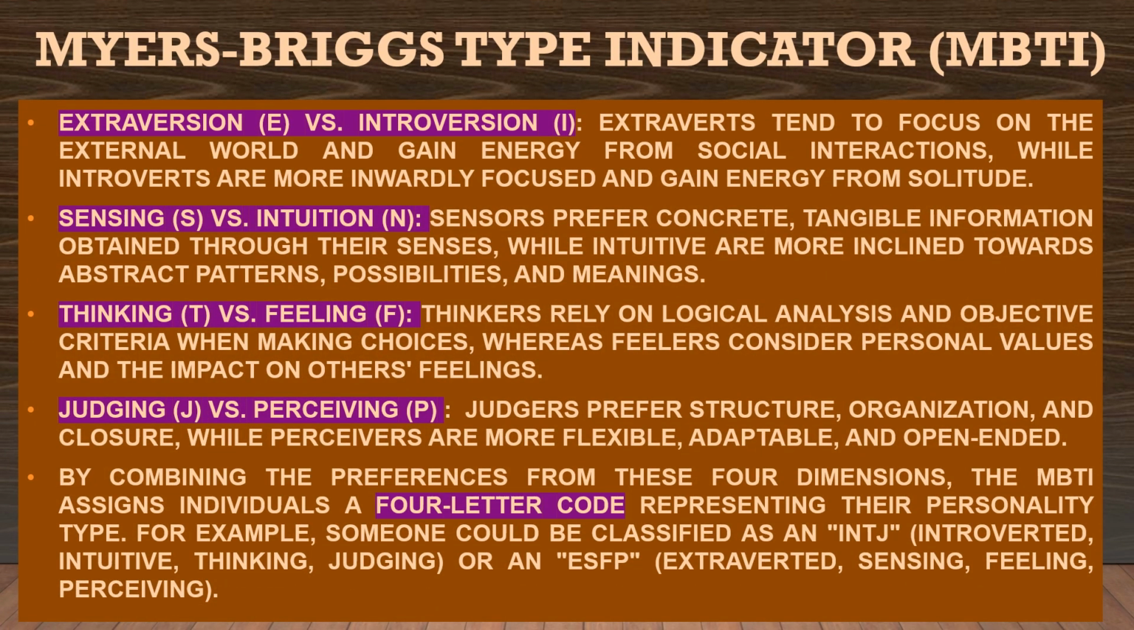Myers-Briggs type indicator. This is based on Carl Jung's theory of psychological types. It categorizes individuals into one of the 16 personality types, and it is determined by the preference in 4 pairs of opposite psychological preferences.